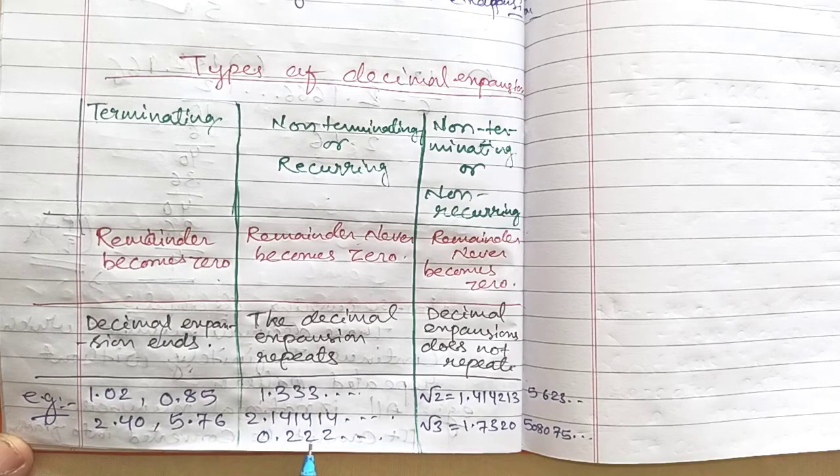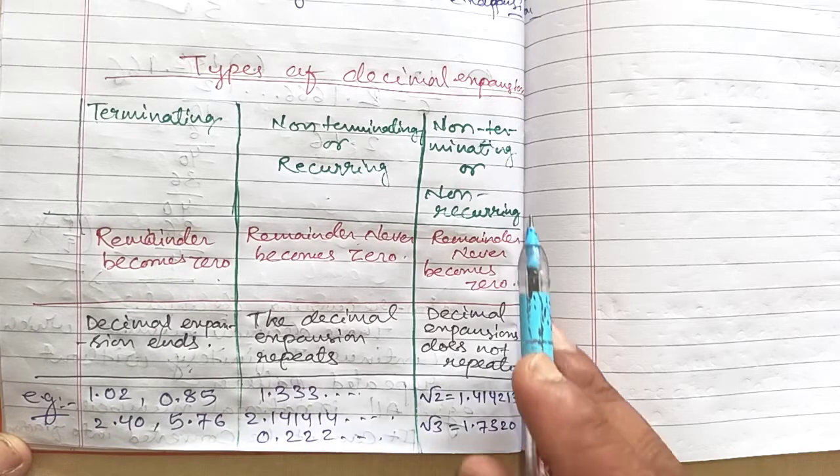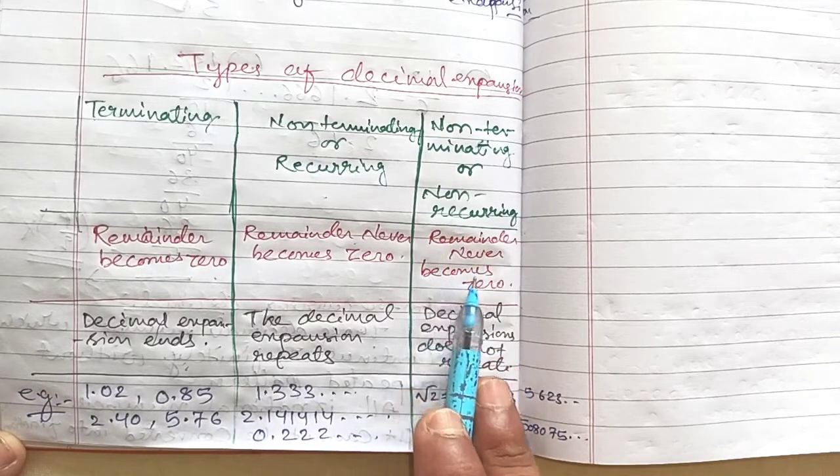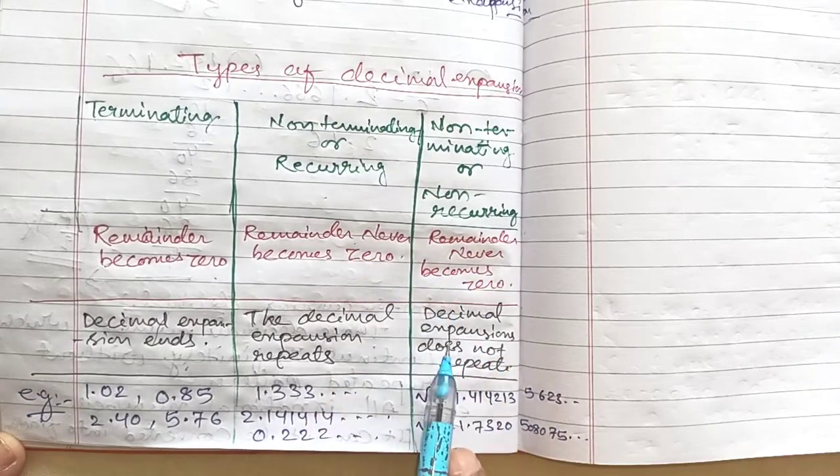Either 0.2222, that means 2 will be repeated. After dividing so many steps, 2 will be repeated. Okay, non-terminating or non-recurring means the remainder never becomes 0, similar to this, but the decimal expansion does not repeat. Here the decimal expansion repeats, like 1.3333, 1.44, like this it repeats. But here in non-recurring decimal expansion, the decimal expansion does not repeat.